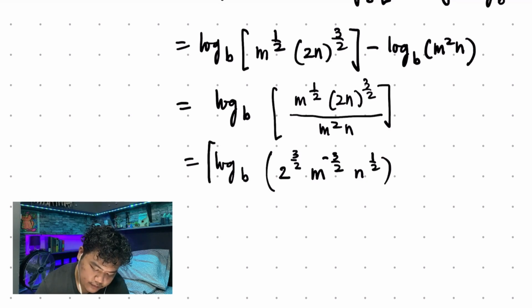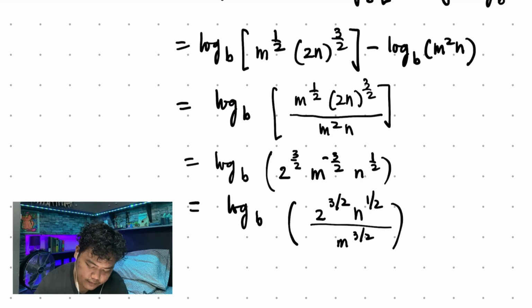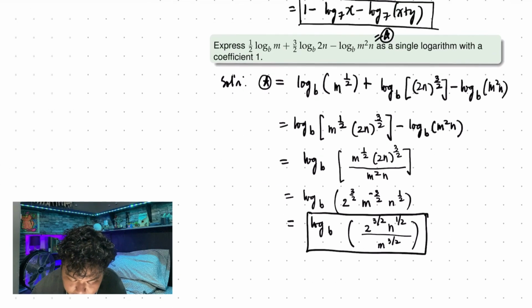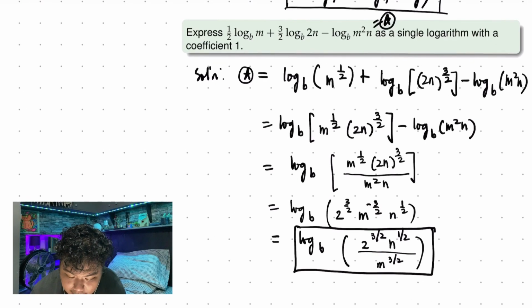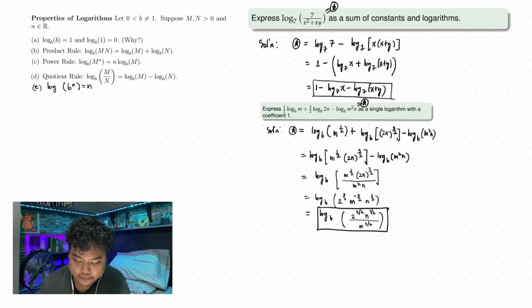Ayaw ng negative exponent. O sige, lagay natin sa ilalim. Ano ba sinabi sa tanong? As a single log lang daw with coefficient 1. Okay na nga ito eh. Coefficient 1 na lang. Coefficient 1 ito, single log. Okay, simplify lang natin yung nasa loob.